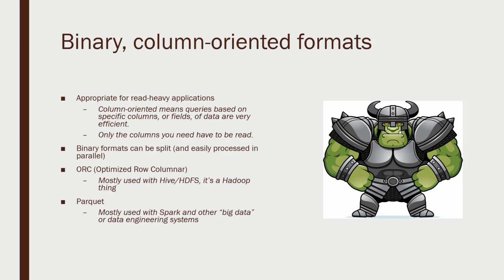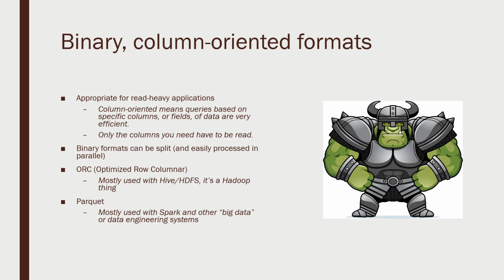Now there are two main types of column-oriented binary formats. One is ORC, which stands for Optimized Row Columnar, and this is mostly a Hadoop thing. It was developed as part of Hadoop, and you'll see it mostly used within the context of Hive or HDFS. The other one is Parquet, and Parquet kind of has its derivatives from the world of Google and Cloudera, and more modern systems like Apache Spark and newer big data or data engineering systems tend to lean toward Parquet as a column-oriented format. You'll see that a lot in the world of AWS data engineering as well.